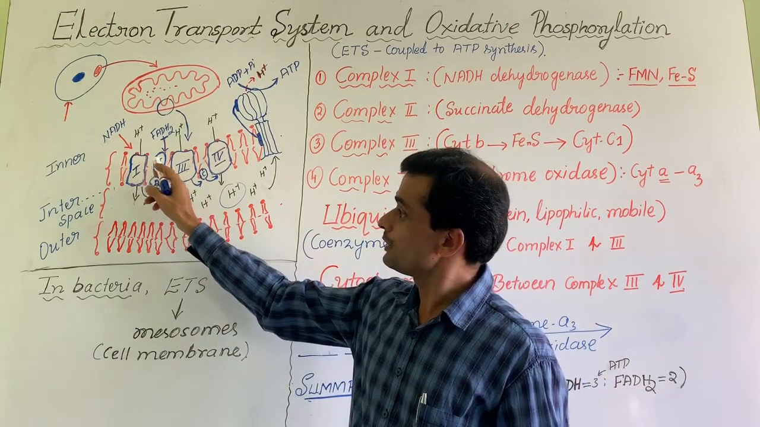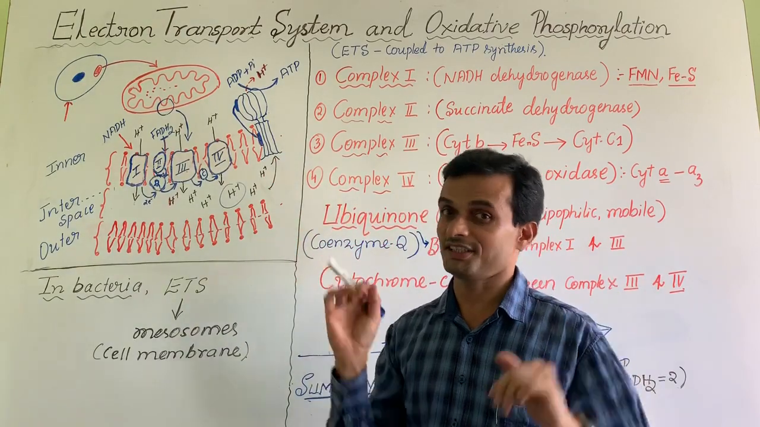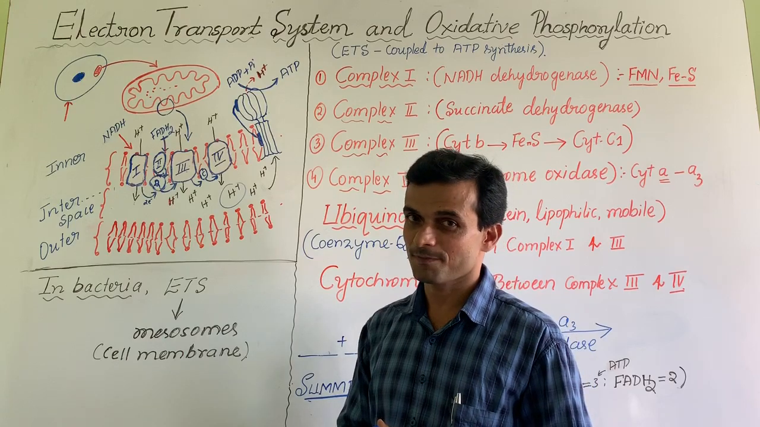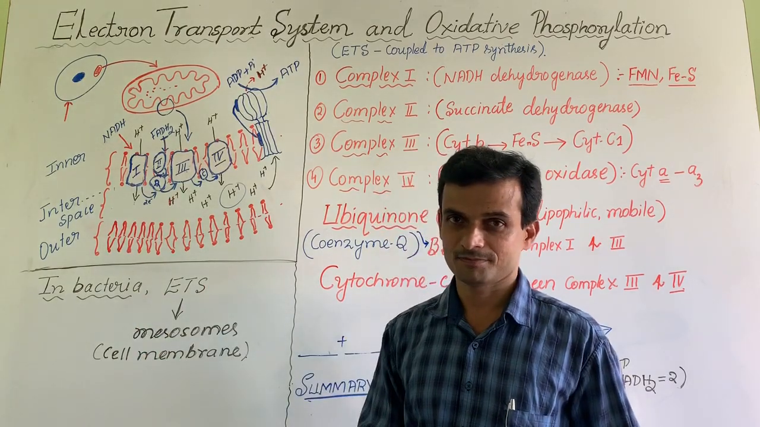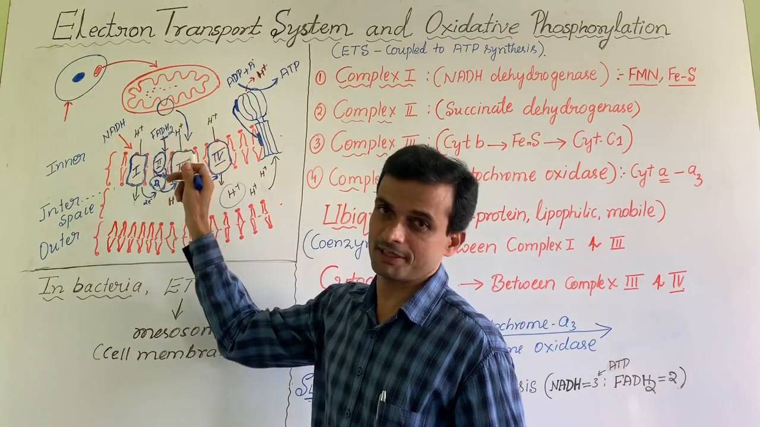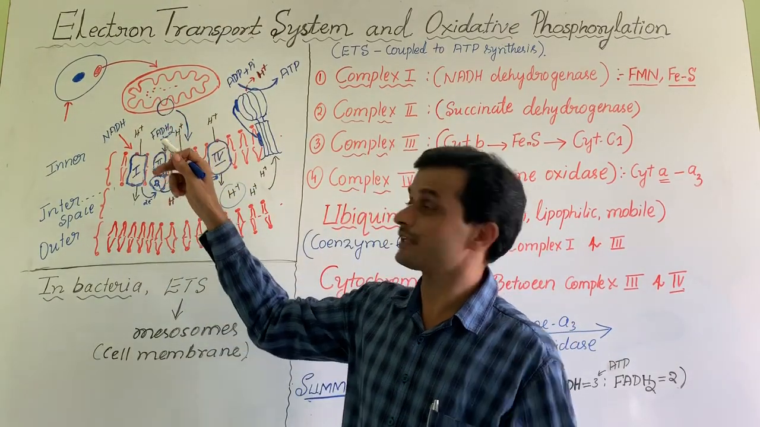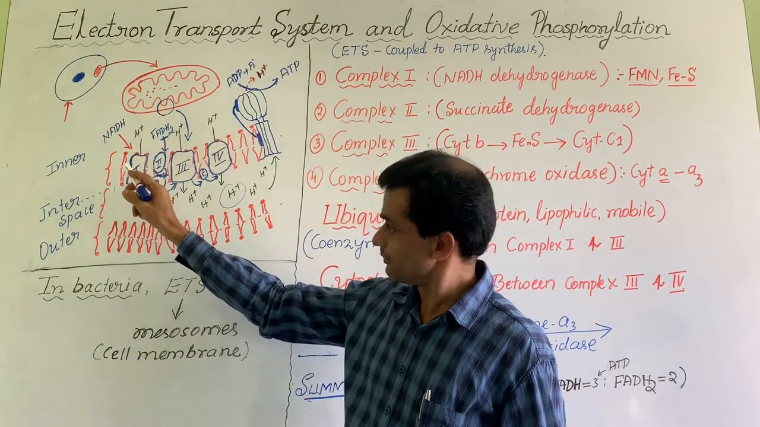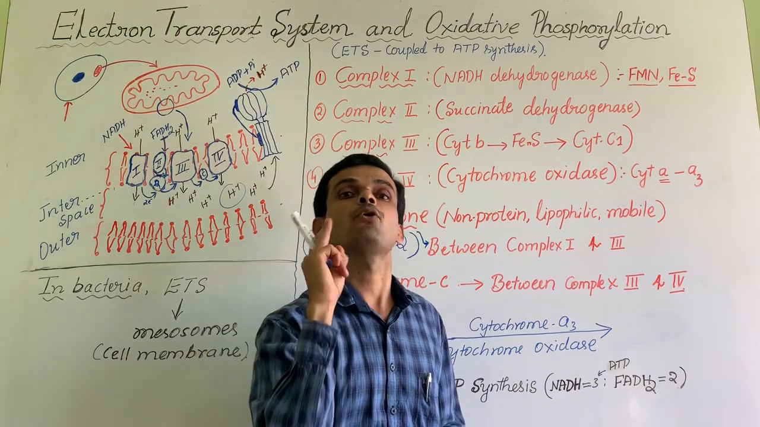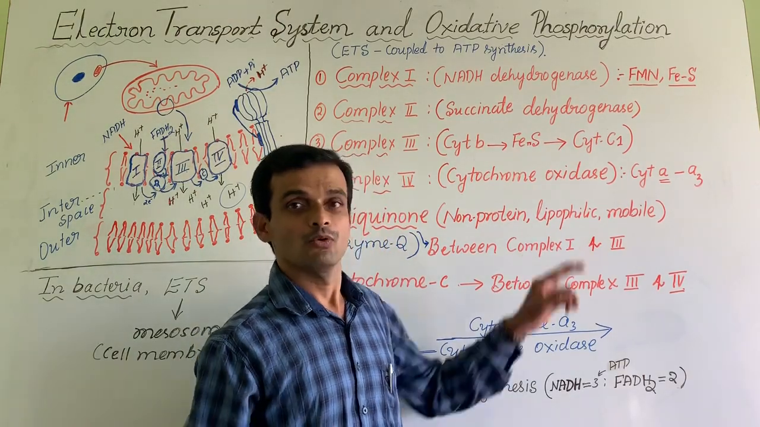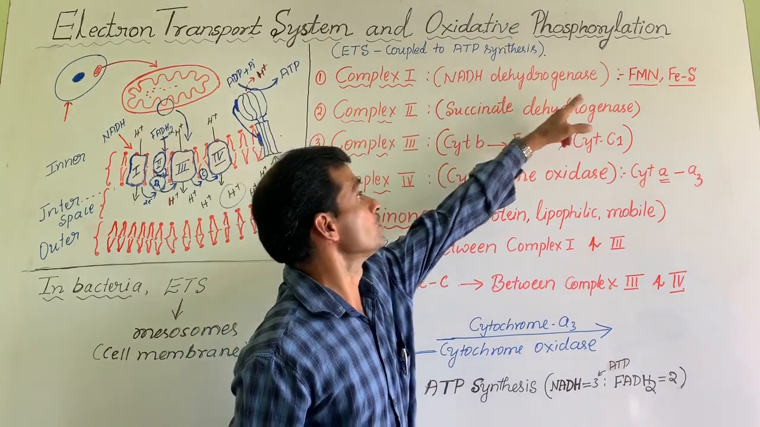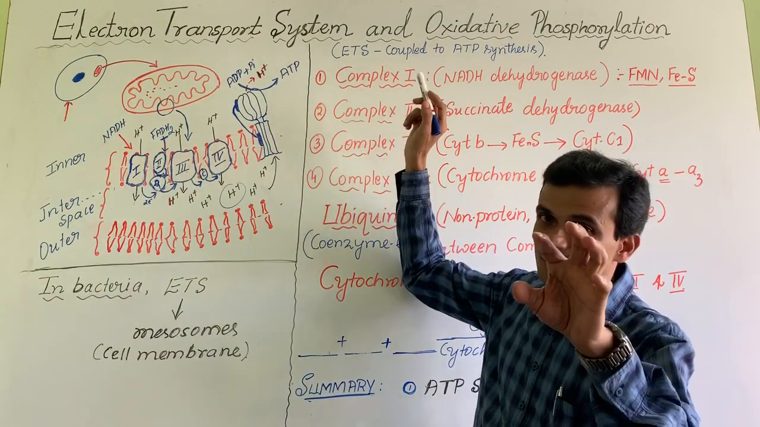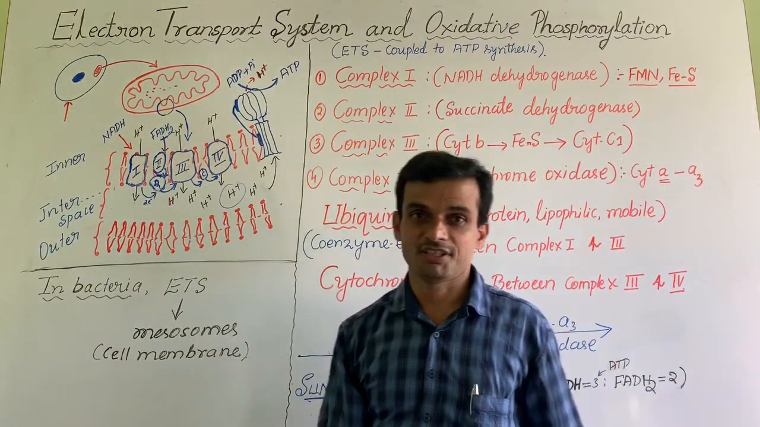ETS consists of 4 complexes of electron carriers. These electron carriers are also located in the thylakoid membrane of chloroplast and the plasma membrane of bacteria. Let me go back to the inner membrane of mitochondria. I never find electron carriers in the outer membrane or matrix or any other component of the cell. The first complex of the inner membrane has 2 important electron carriers. One is flavoprotein, flavin mononucleotide, and another one is iron sulfur containing protein. This complex is associated with the enzyme NADH dehydrogenase.